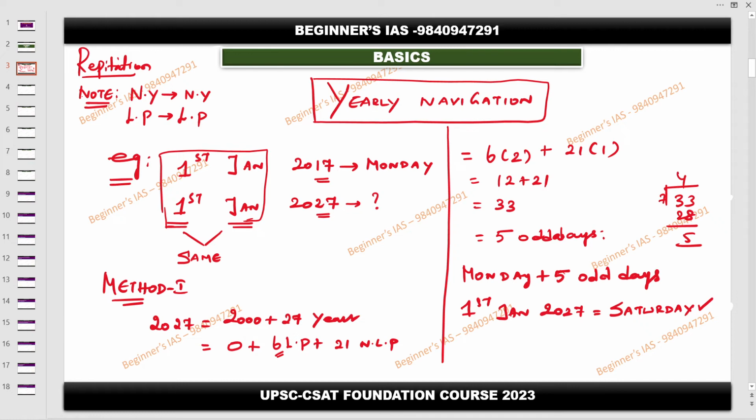Monday plus 5. So Monday plus 5 is Tuesday, Wednesday, Thursday, Friday, and then Saturday. Understood? Yes, sir. Monday only. That's why Monday is going to be calculated. So we calculate it: 1st January 2017 is Monday. So we calculate it. Okay.